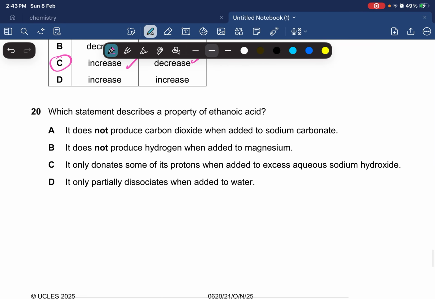Which statement describes the property of ethanoic acid? It does not produce carbon dioxide. Why wouldn't it? It's an acid. It's going to react with sodium carbonate to produce carbon dioxide. It does not produce hydrogen. Why wouldn't it? It would. An acid reacting with a metal would produce hydrogen. It only donates some of its protons when added to excess aqueous sodium hydroxide. Why? It would neutralize. It only partially dissociates in water. Yeah, because it's a weak acid. It would react. Why would it only donate some of its protons? All protons it would donate to aqueous sodium hydroxide because it's a strong alkali. They would react in a good way.